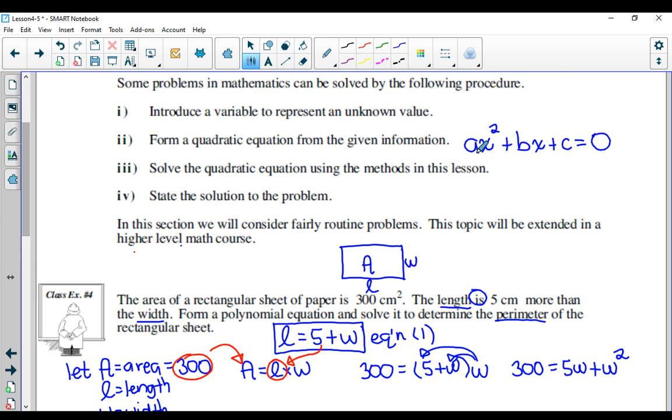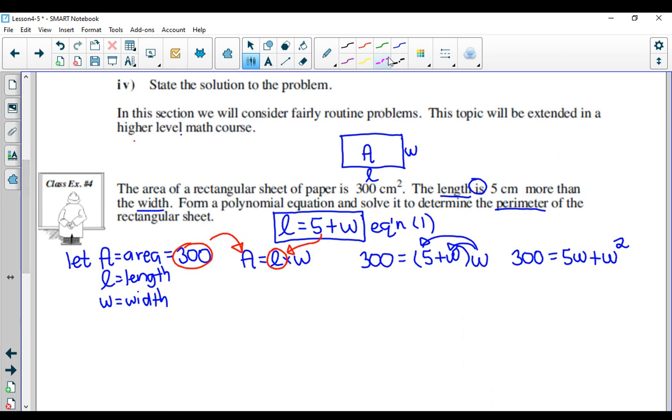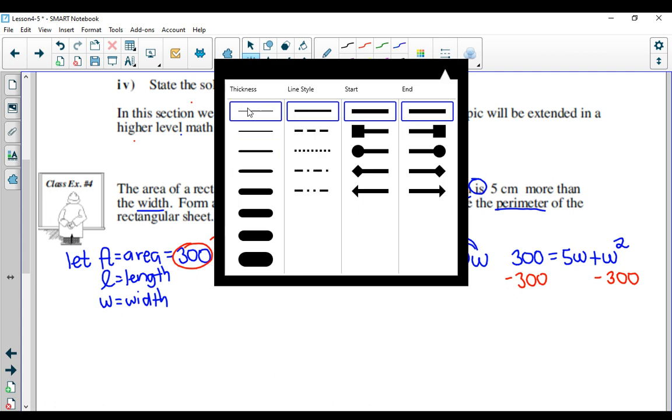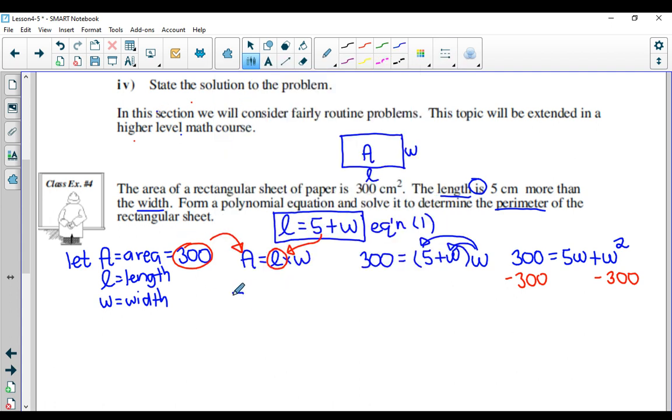I want to get it into a trinomial in this form up here. So I need to move all the terms over to the same side. So to do that, I'm just going to subtract 300 from both sides of the equation. So I'll minus 300, and we'll subtract 300. And then this would give me a trinomial quadratic equation that is, we'll start with the W squared term first. So it'll be W squared plus 5W minus 300 is equal to 0. We can factor this equation using inspection. So I'll set up my two factors.